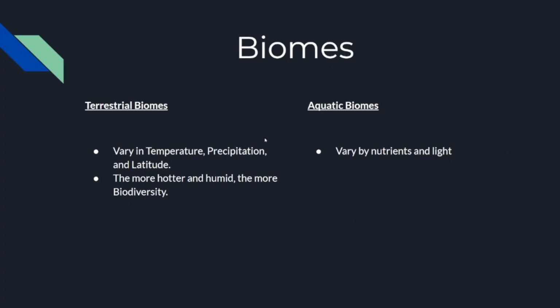Now, there's different types of biomes as well. And the first one we're going to be talking about is terrestrial biomes. So terrestrial biomes vary in temperature, precipitation, and latitude. And temperature and precipitation directly impact latitude and altitude. As well, terrestrial biomes get hotter and more humid, which means they get more biodiversity. This also applies to aquatic biomes.